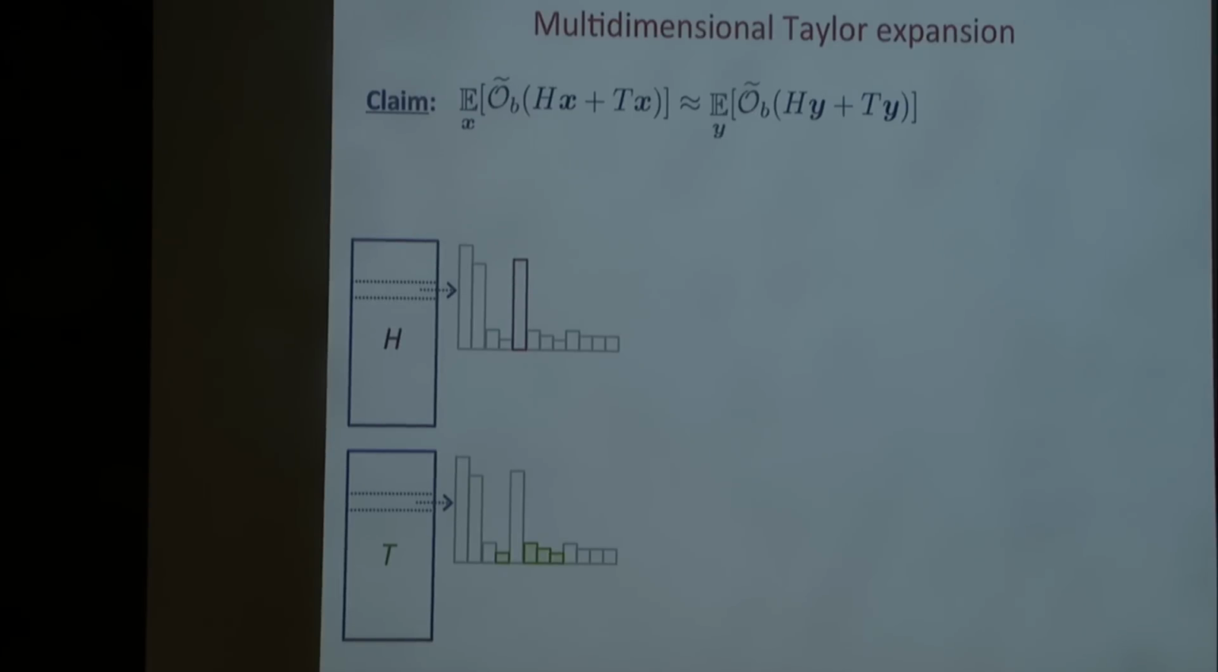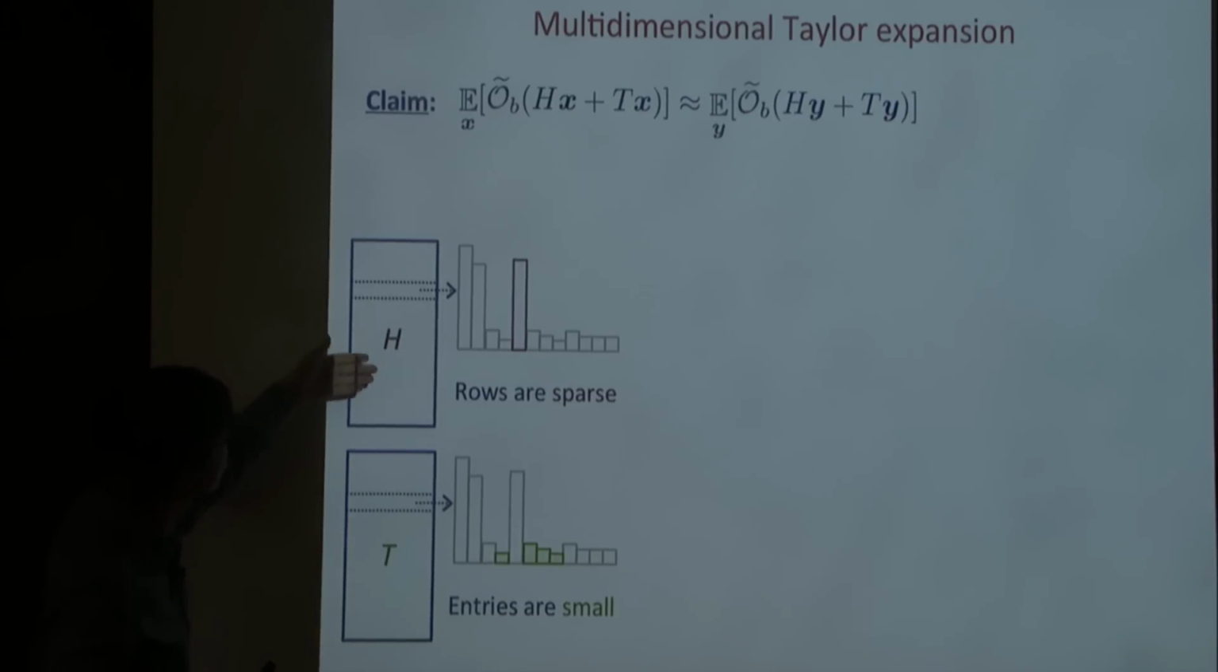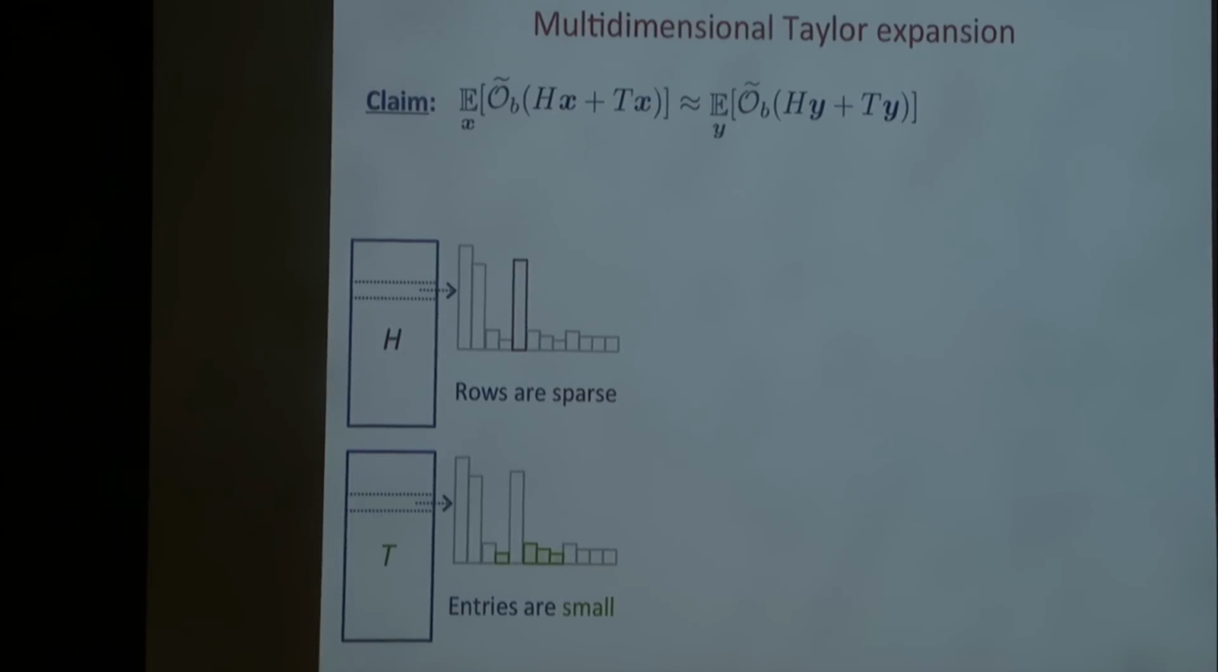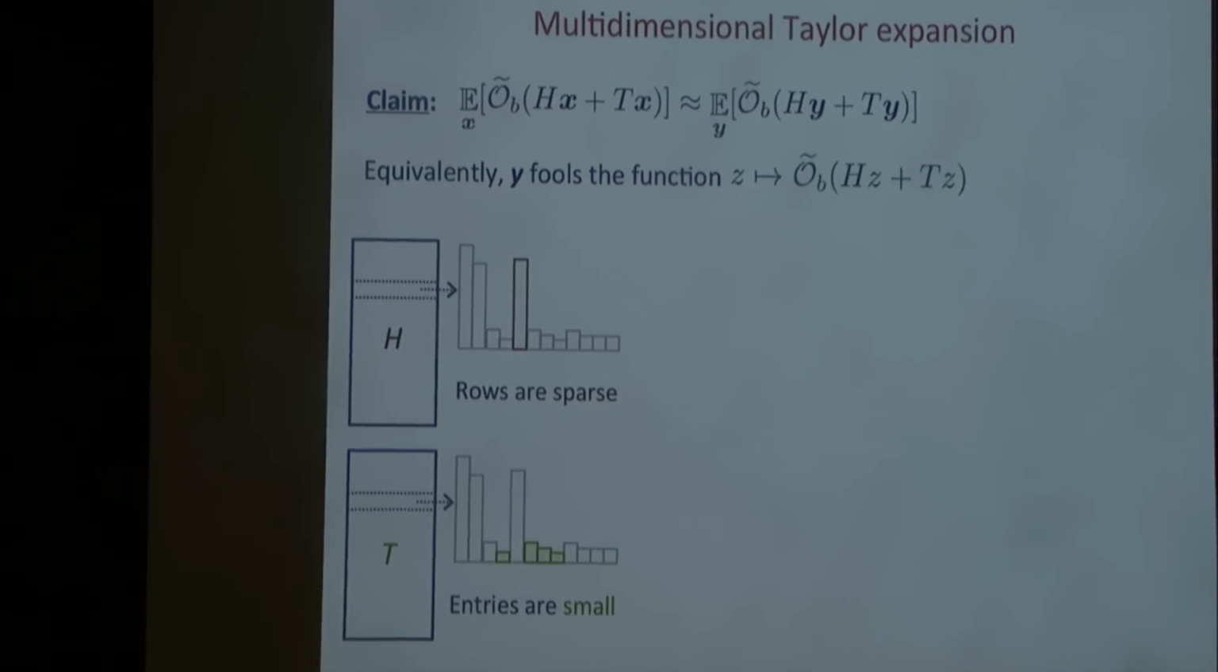T is the CLT people's favorite setup. All the entries are spread out, they're small. So that's nice. H, not so nice, but H also has a nice property, which is that every row is sparse. So you have every row sparse plus some spread out thing, and you want to fool it. Both matrices have nice properties that we can exploit. You're trying to show that Y fools this function, Z mapping to HZ plus TZ, under the test function O tilde. Writing it as a plus suggests you think of T as small, so you bound the error, and this again is standard using Taylor expansion.